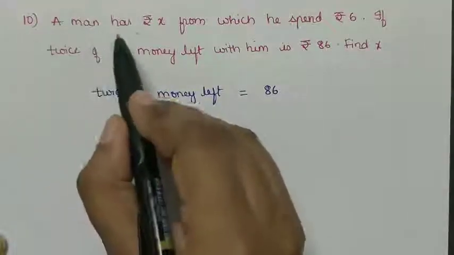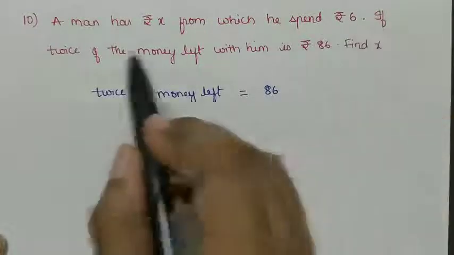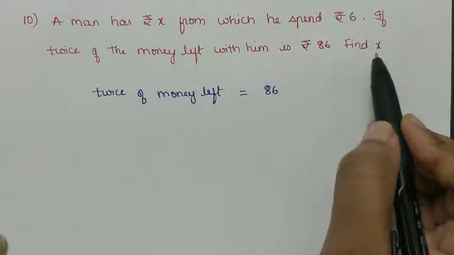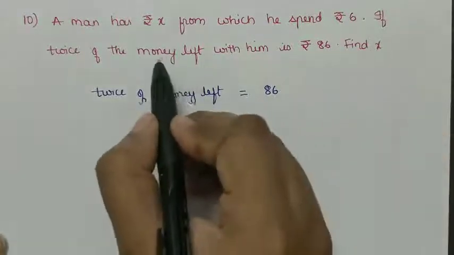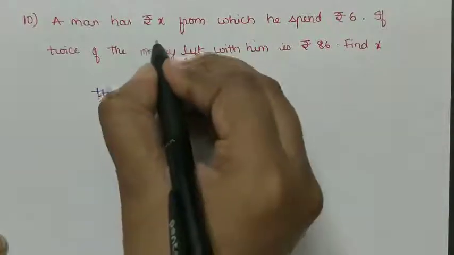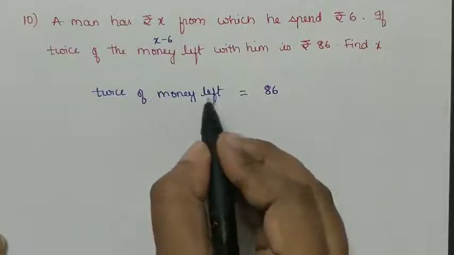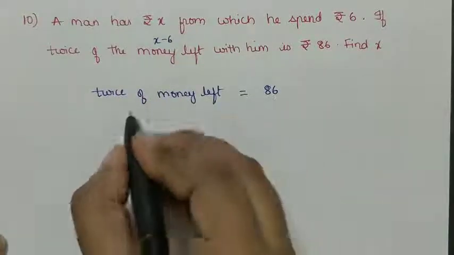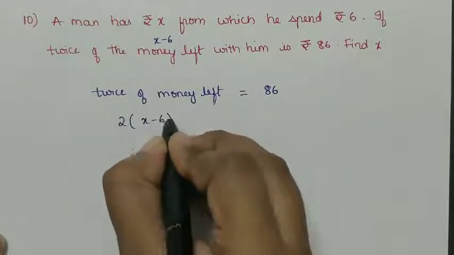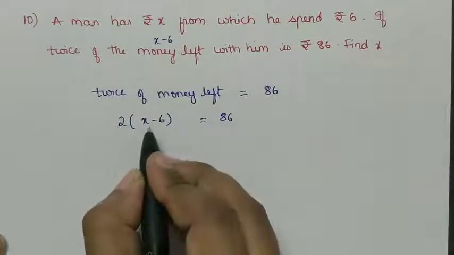10th one. A man has rupees x from which he spent 6 rupees. If twice the money left with him is rupees 86, find x. Money left after spending 6 rupees from x rupees will be x minus 6. Given twice the money left is equal to 86. That is 2 into money left, x minus 6, is equal to 86. We need to find the value of x.